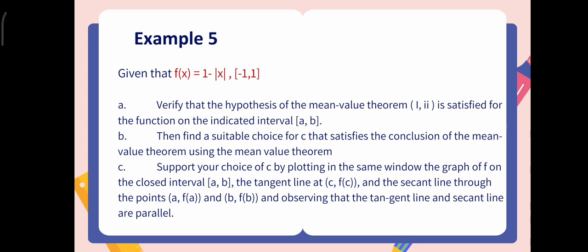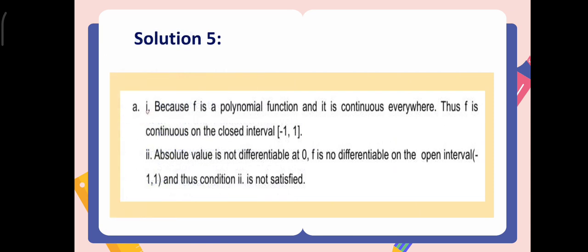Okay, so let us have the solution now for Example number 5. The first task is to verify the two conditions. Because f is a polynomial function, it is continuous everywhere. Thus, f is continuous on the closed interval [-1, 1].